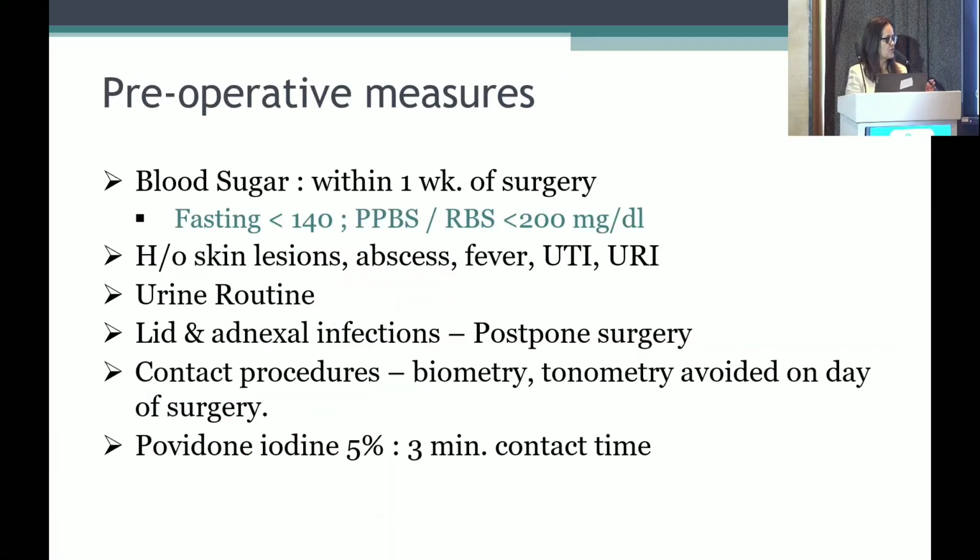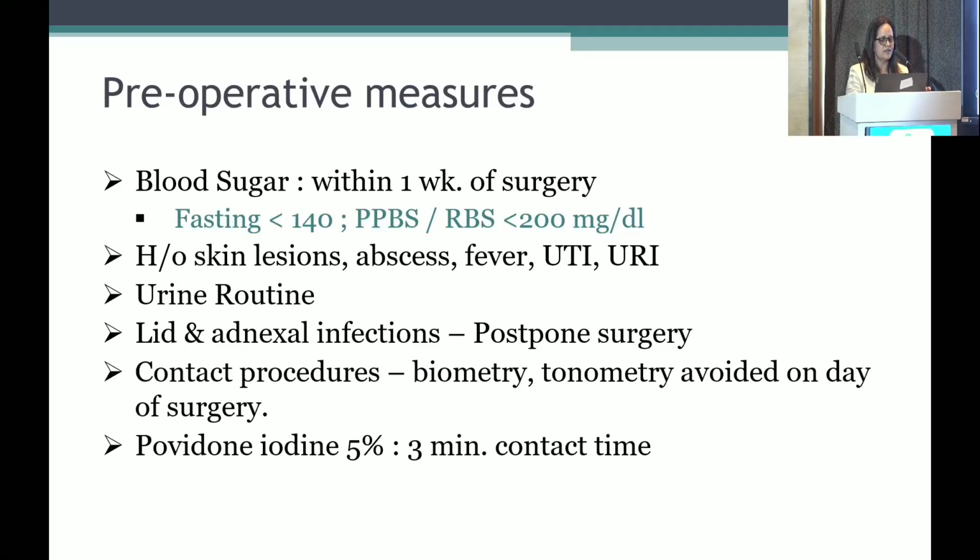Although the focus would be on the environment as such, very quickly I'll take you through some of the key pre-operative measures which shouldn't be overlooked at all. Blood sugars should be done within 1 week of surgery. Fasting should be less than 140, don't go beyond that. PPBS, RBS, max less than 200.